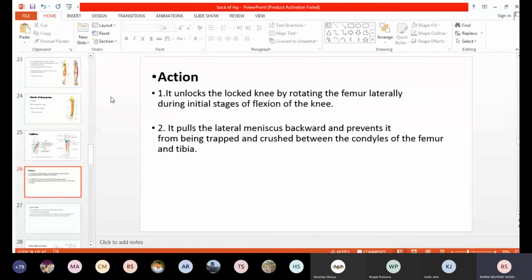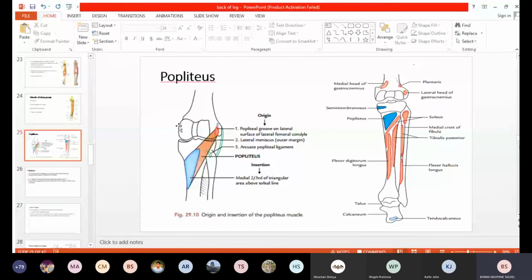Along with that, one more thing you have to remember about the popliteus muscle. Now you can see that it is a very deep muscle that is intracapsular in origin. Okay, so the popliteus muscle is inside the capsule.